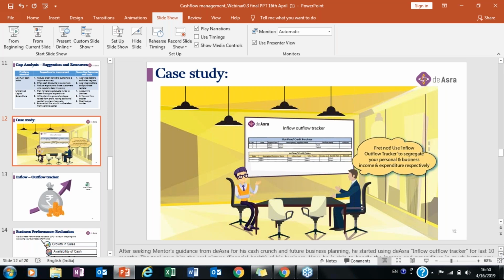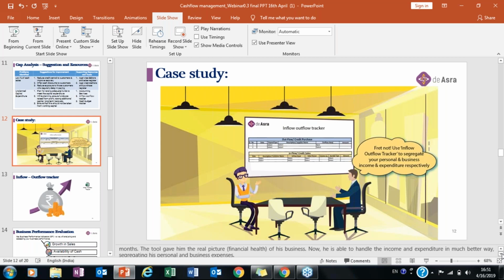After seeking mentors' guidance from deAsra for his cash crunch and future business planning, he started using deAsra's inflow-outflow tracker for the past 10 months. The tool gave him a real picture of the financial health of the business. Now he is able to handle the income and expense in a much better way, segregating his personal and business expenses. To conclude, he could track item-wise income as well as expense, and now he's able to know his monthly cash position, that is the availability of the cash.